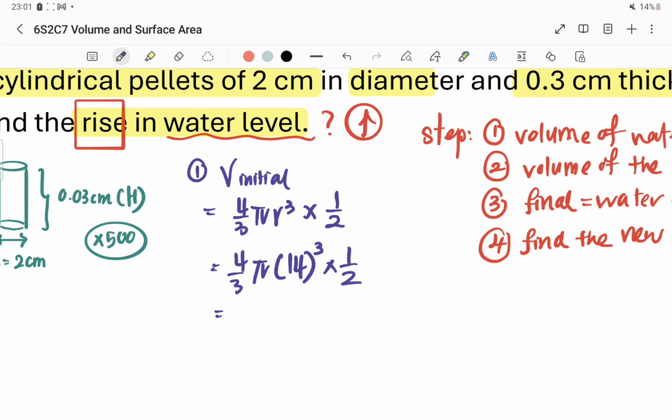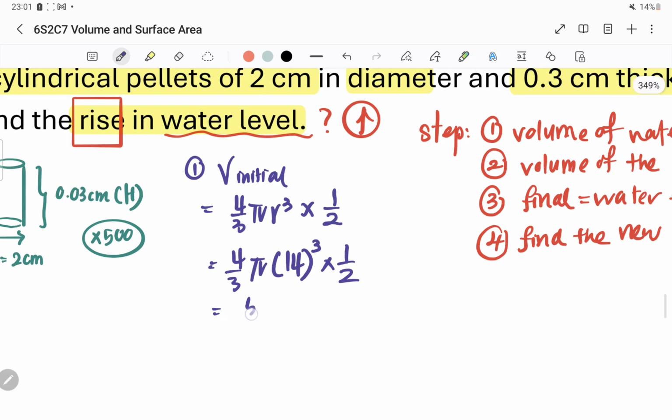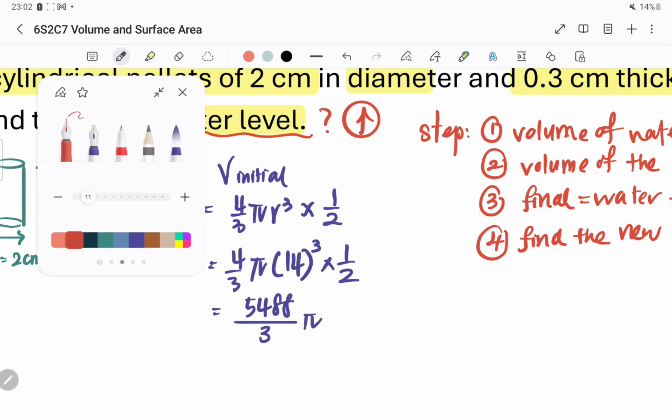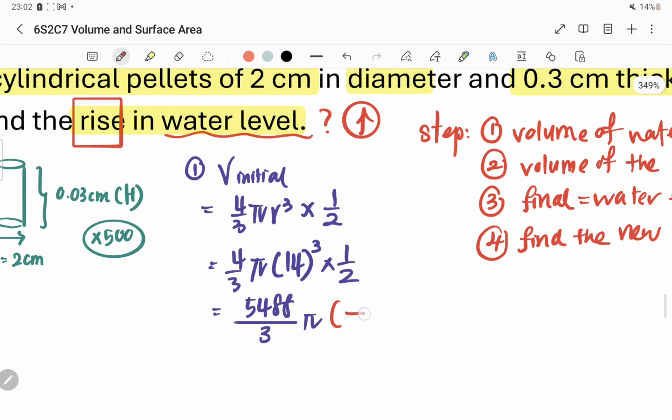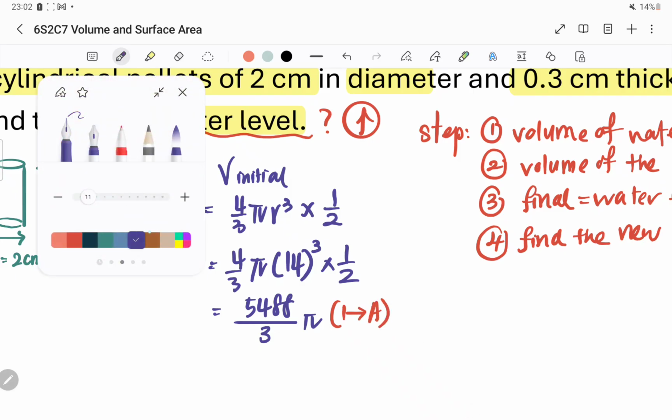Okay, so here you should get 5488 over 3 pi. So I want you to save this answer. Save to what? Okay, save to A. Save it. Save your answer, later we need to use it.